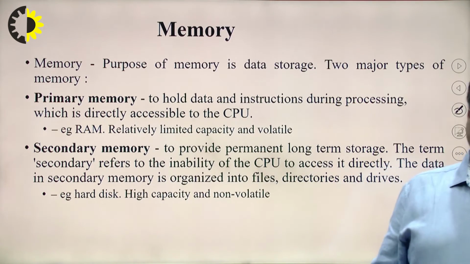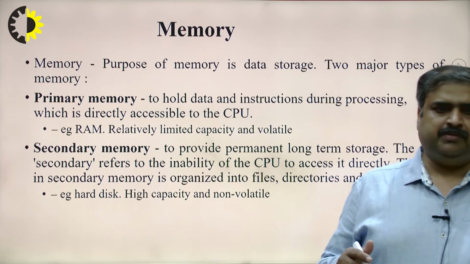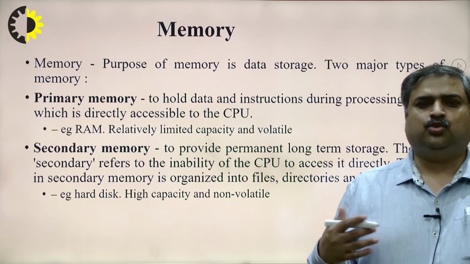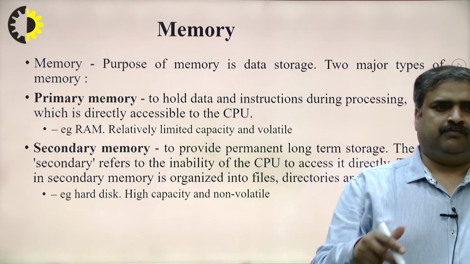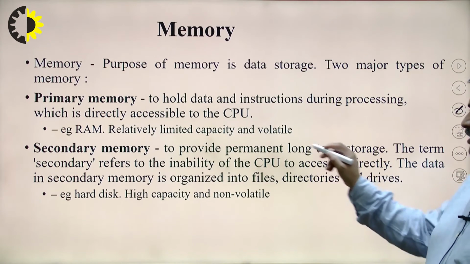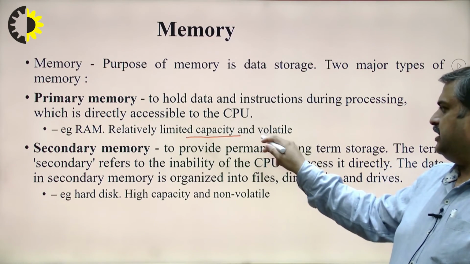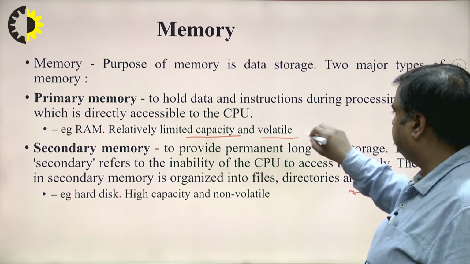So the purpose of memory is basically data storage. So in primary memories, we store the data or instructions during processing, which are directly accessible to CPU. So it is of limited capacity and volatile. We are talking about RAM.